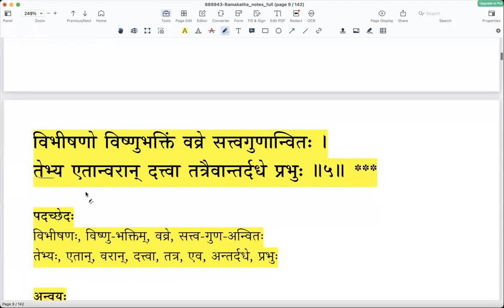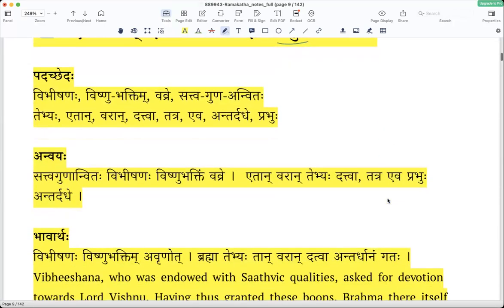Tebhyaha, what is the vibhakti here? Chaturthi bahuvachanam. Okay. So, Tebhyaha etan varan dattva. Kebhyaha etan varan dattva? Ravanaha, Kumbhakarnaha, Vibhishanaha. If you put all of that together, Ravana Kumbhakarna Vibhishanebhyaha etan varan dattva. After giving these boons to all of them, Prabhuhu here is Brahma, the Vedaha, tatra eva antardadhe. He vanished there itself, before they could ask for another one. The Bhavartha has a very good phrase: Brahma disappeared there itself.